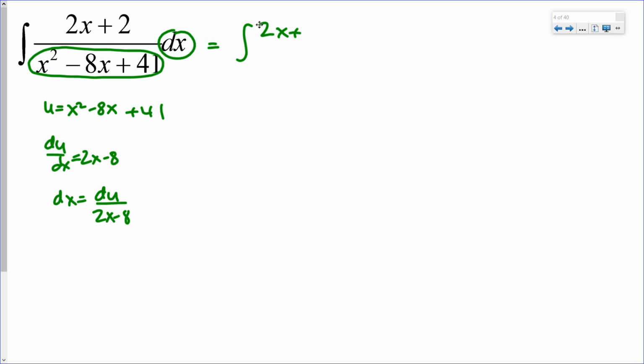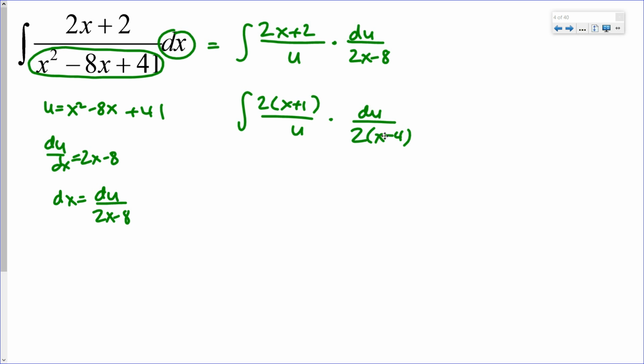Everything else I leave the same, so that gives me 2x plus 2 on the top, u on the bottom, times du times 2x minus 8. And I ask myself the question, do my x's cancel out? I mean, maybe if I factored, they would cancel out. Let me see. If I factored out the 2, do my x's cancel out? No, they do not. So what I actually want on this top, if I could make this a minus 8, then my x's would cancel out.